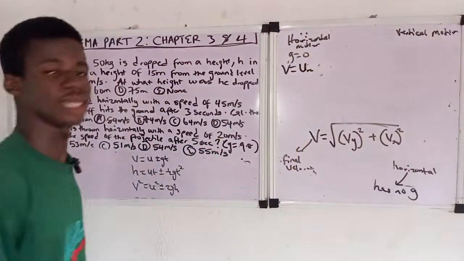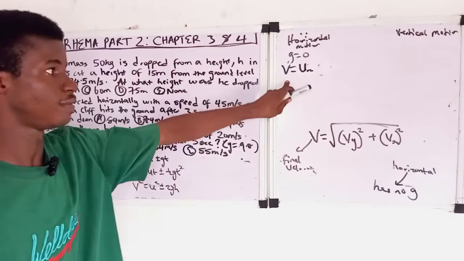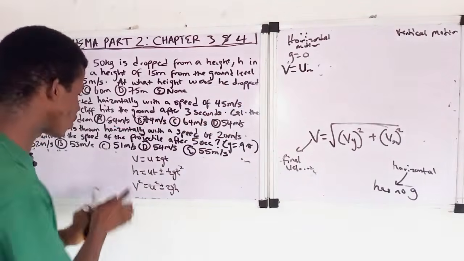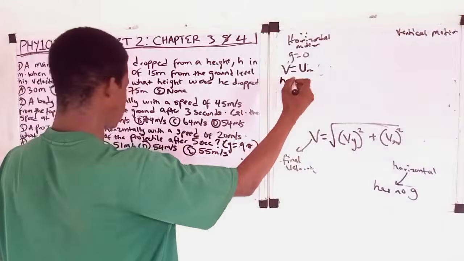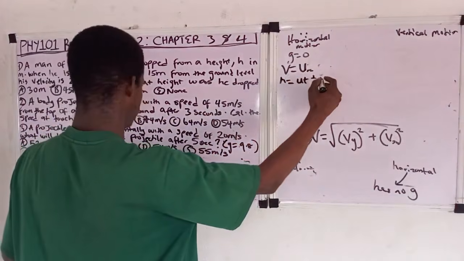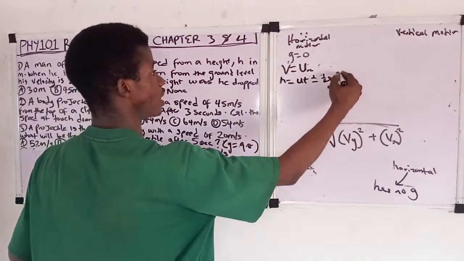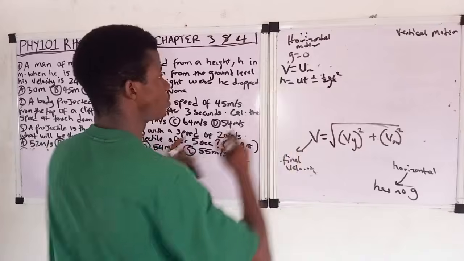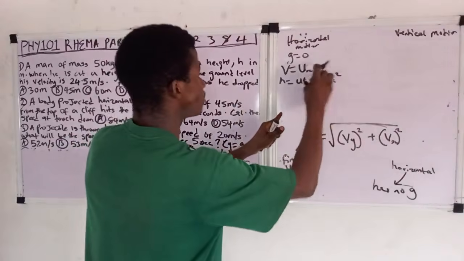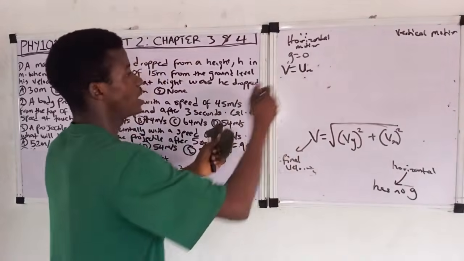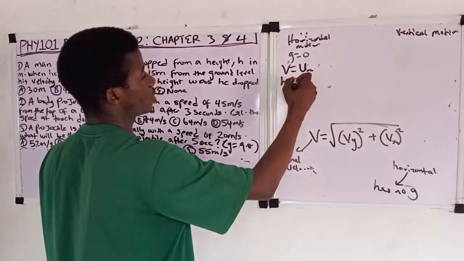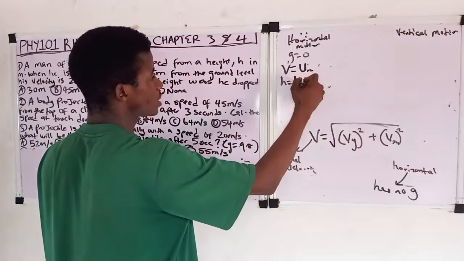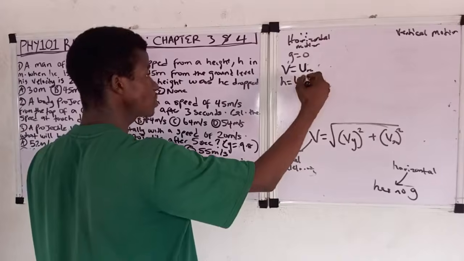Ux, right? Yes. So v is equal to ux. Okay, now what about the other one? h equals ut plus or minus half gt squared. Since g is 0, everything else is 0. So in horizontal motion projectile, a should be equal to ux times t.